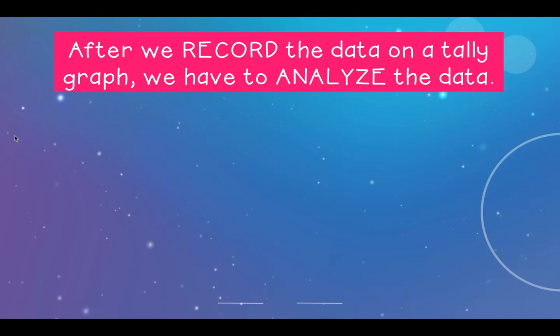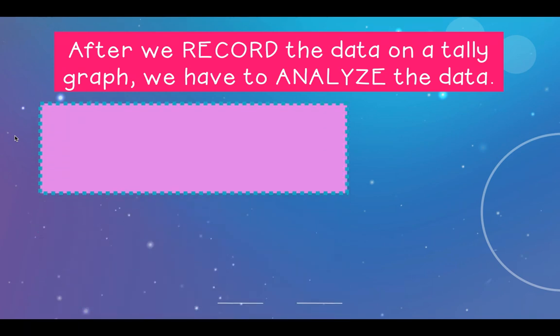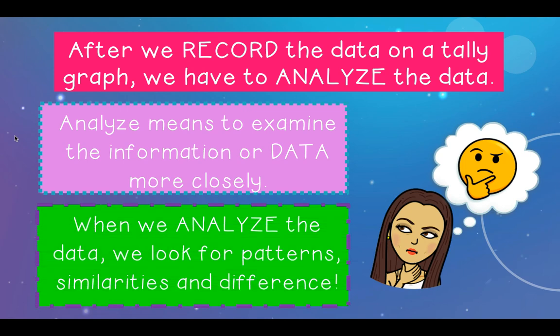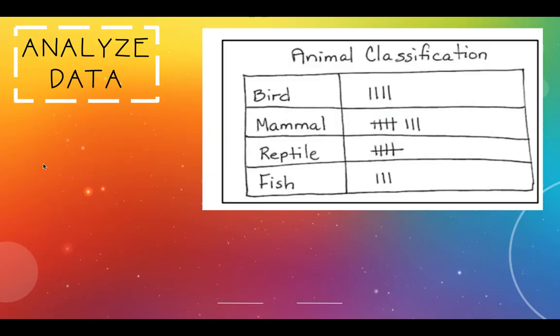After we record the data on a tally graph, now we have to analyze the data. After you collect your data, you record it on a chart like a tally graph. Now you need to look at the results, and this is called analyzing data. Analyzing means to examine the information or data more closely. When we analyze the data, we look for patterns, similarities, and differences. So here is our tally graph.